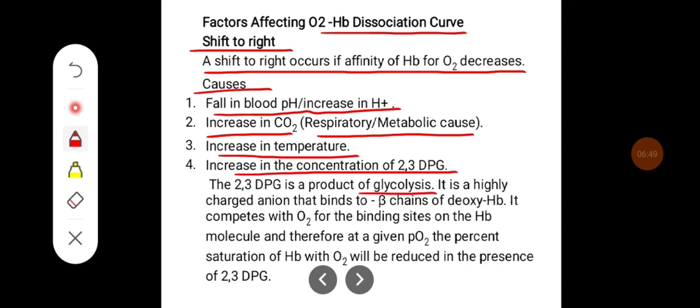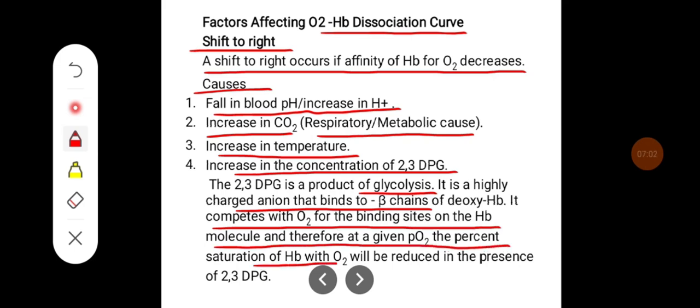It is a highly charged ion that binds to the beta chains of deoxyhemoglobin. It competes with oxygen for the binding sites on the hemoglobin molecule, and therefore at a given PO2, the percent of saturation of hemoglobin with oxygen will be reduced in the presence of 2,3-DPG.